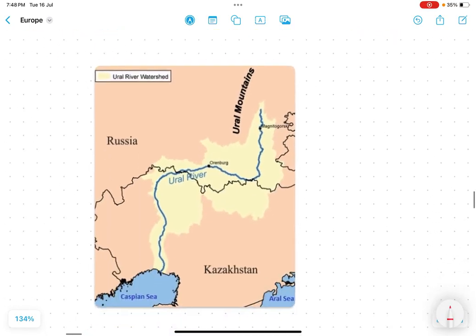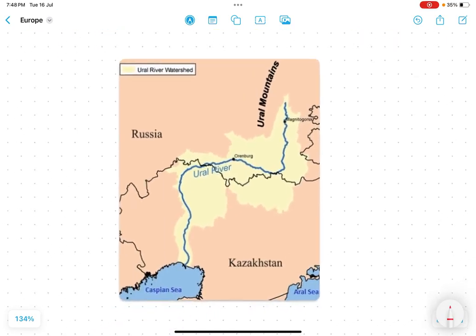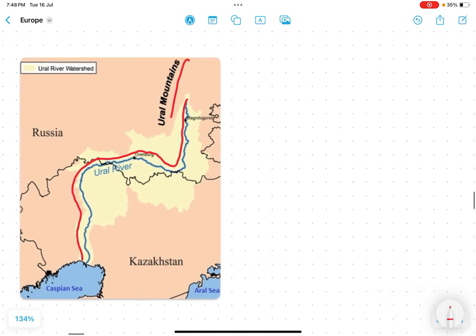Then we have Ural River, which comes from Ural Mountains somewhere. It goes from Russia to Kazakhstan, then into the Caspian Sea. As you can see, right?